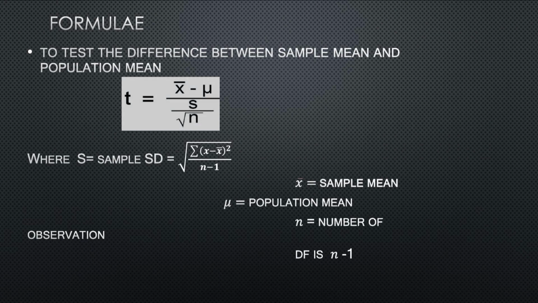Formula. To test the difference between sample mean and population mean, the formula is t equal to x bar minus mu divided by s by root of n, where s, the sample standard deviation, is calculated by root of sigma (x minus x bar) the whole square divided by n minus 1. X bar is the sample mean, mu is the population mean, n is the number of observations, and df is taken as n minus 1.